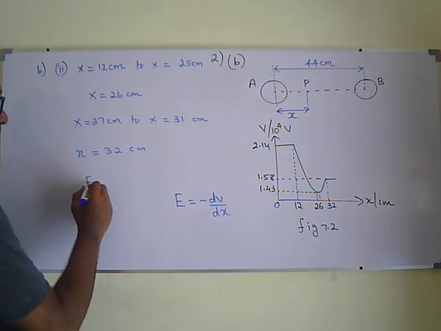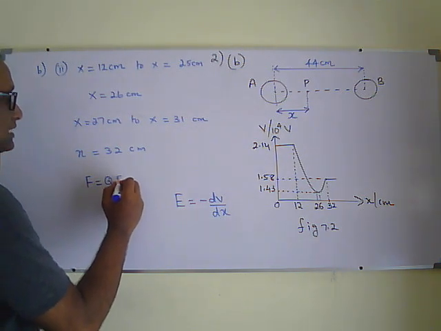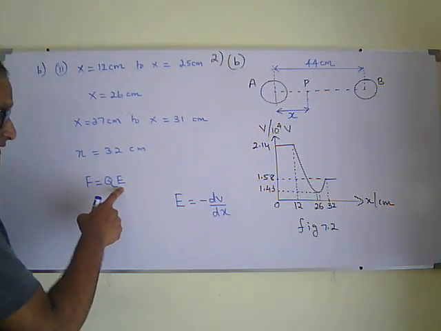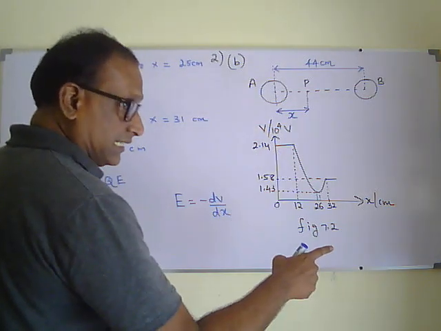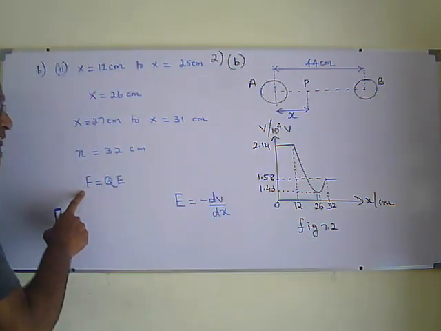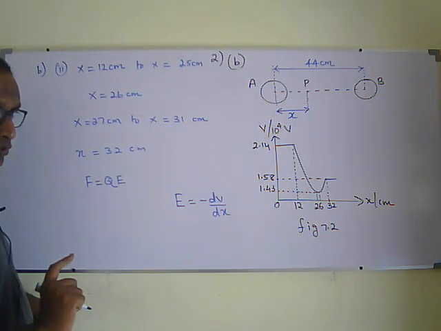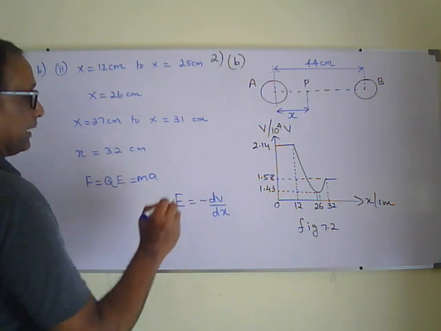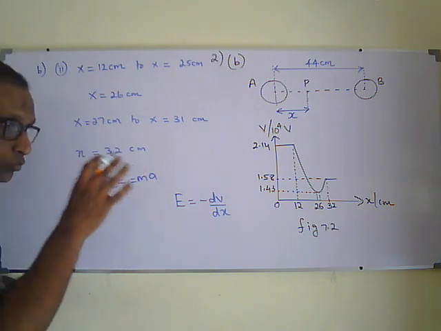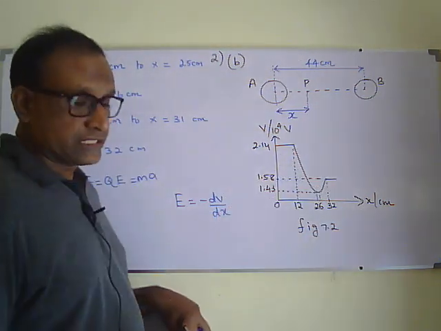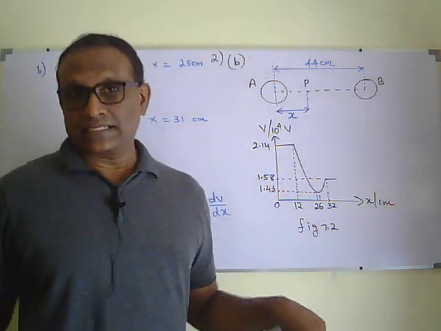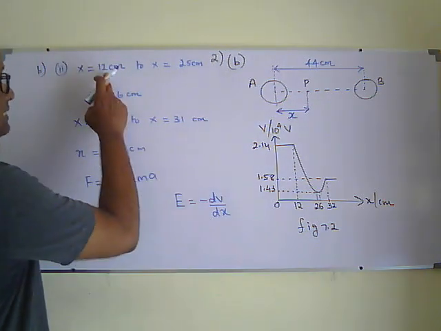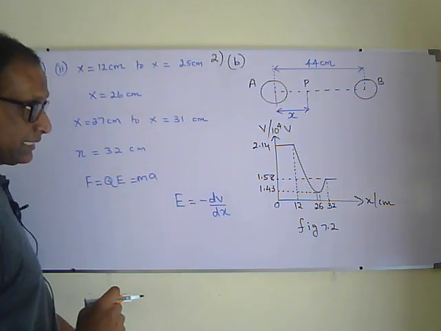So according to F equal QE, Q is the charge that is moving from A to B, and electric field strength is decreasing, but it is positive. So force is going to be along the direction of motion and force is decreasing. So according to F equal MA, the acceleration will be along the direction of motion and the acceleration is decreasing. So speed will increase when it moves from x equal 12 centimeter to 25 centimeters.